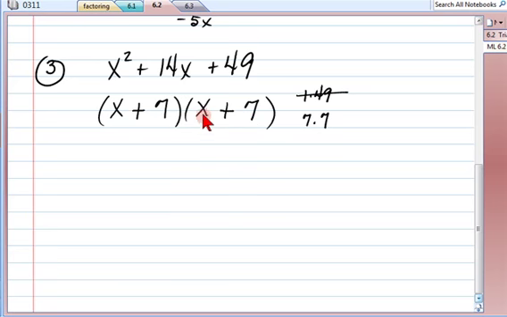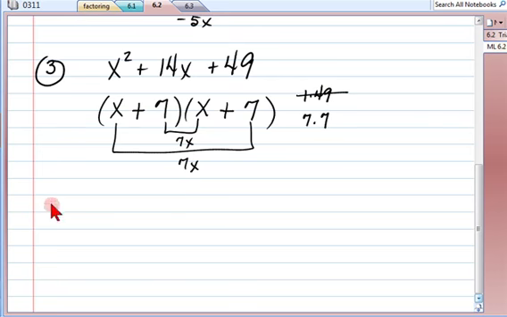The product of the first is x squared. The outer product is 7x. The inner product is 7x. Those add up to be 14x. The product of the last is 49. Say you're taking a test for me, you don't have to show me that you're checking this, but I think you should at least mentally check it.